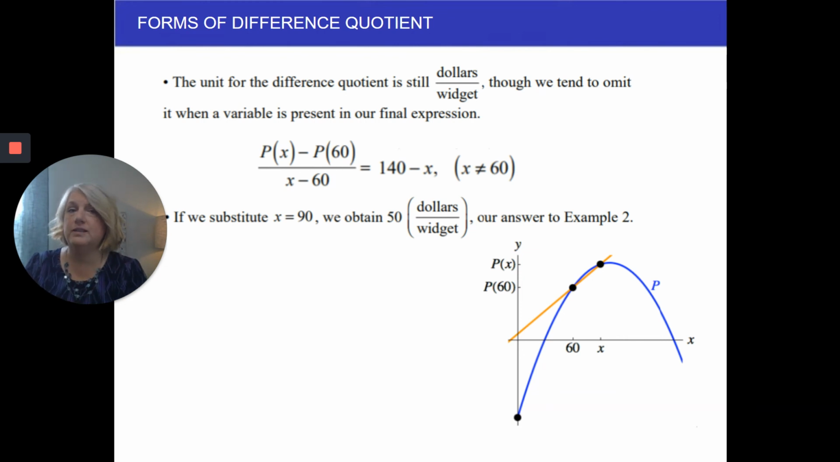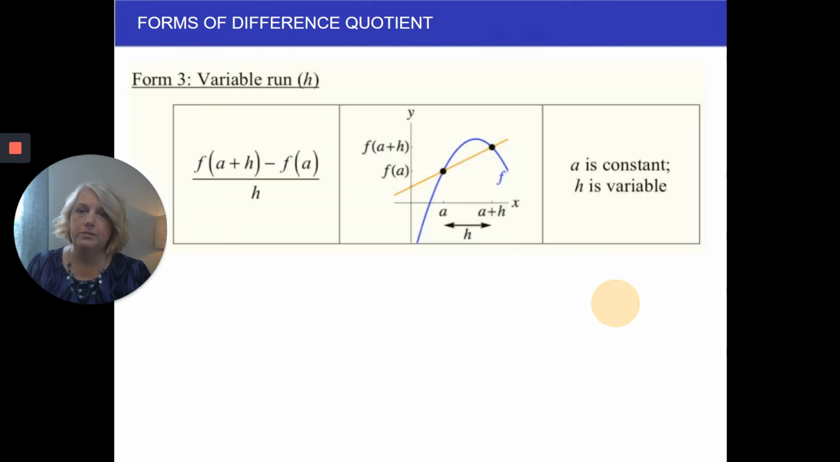So if I were to plug in, say, 70, I would be obtaining $70 per widget. Whereas if I plug in the 90, I'm only getting $50 per widget. So you can kind of see a little bit about the interplay of how the function is changing in between the points that you're picking.